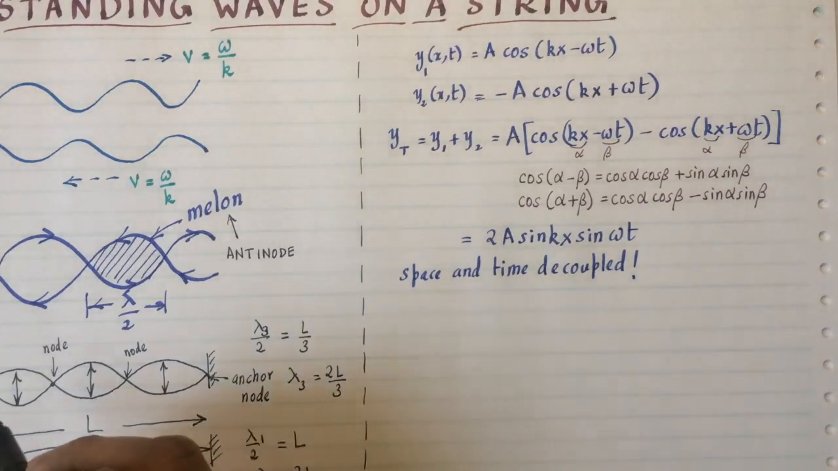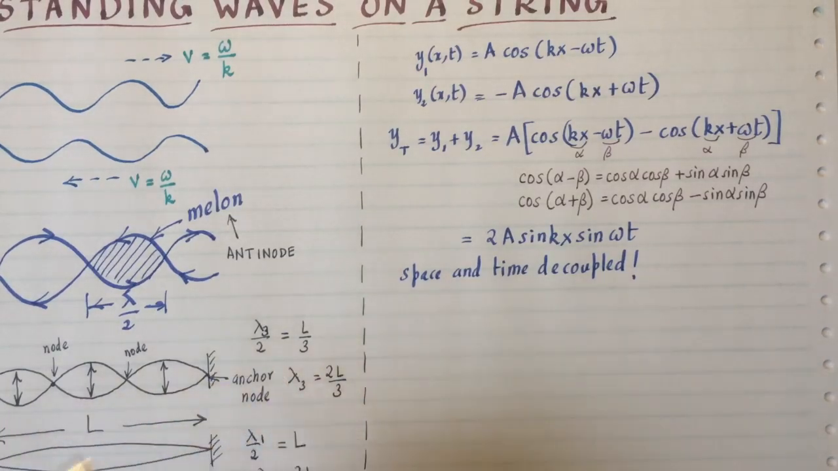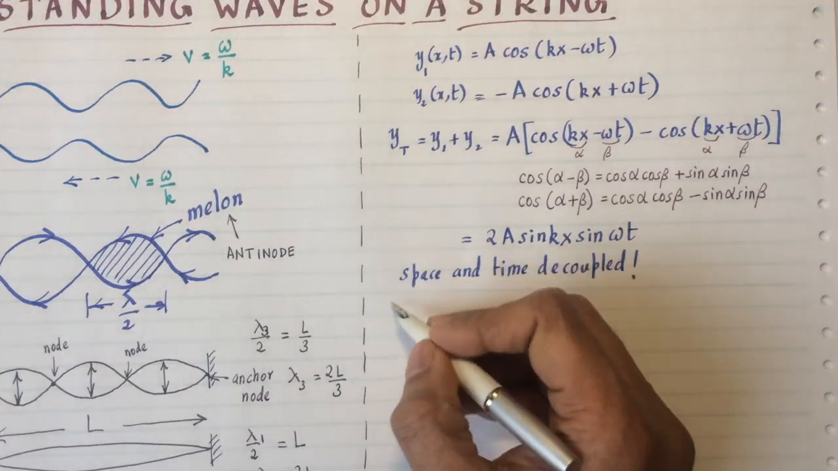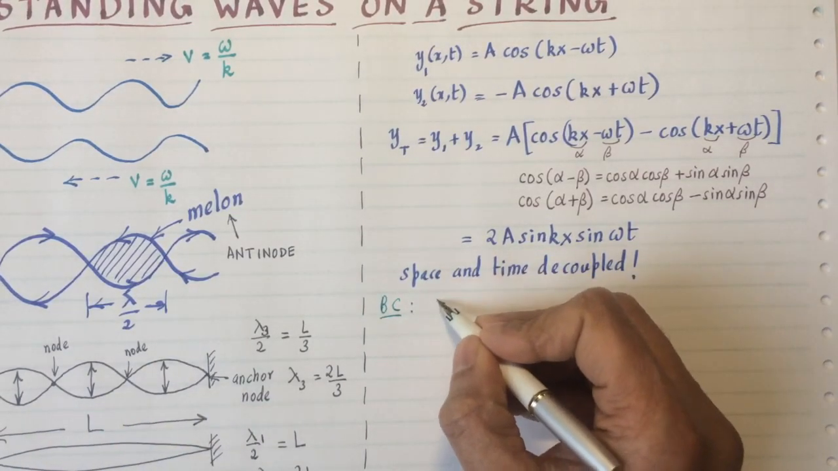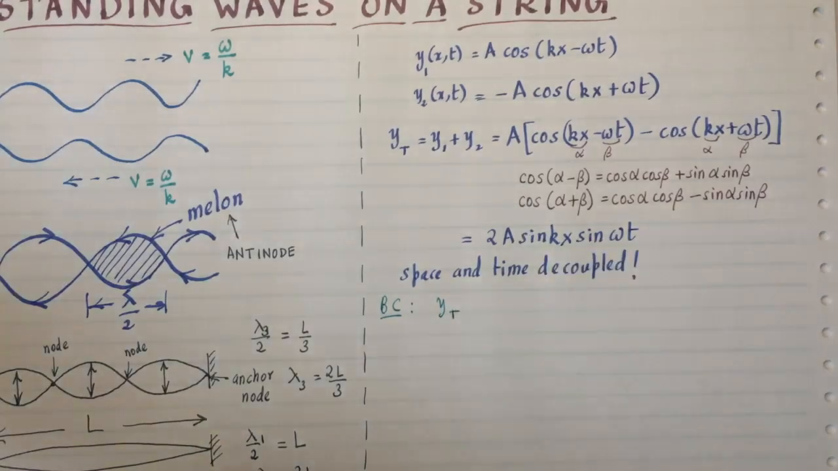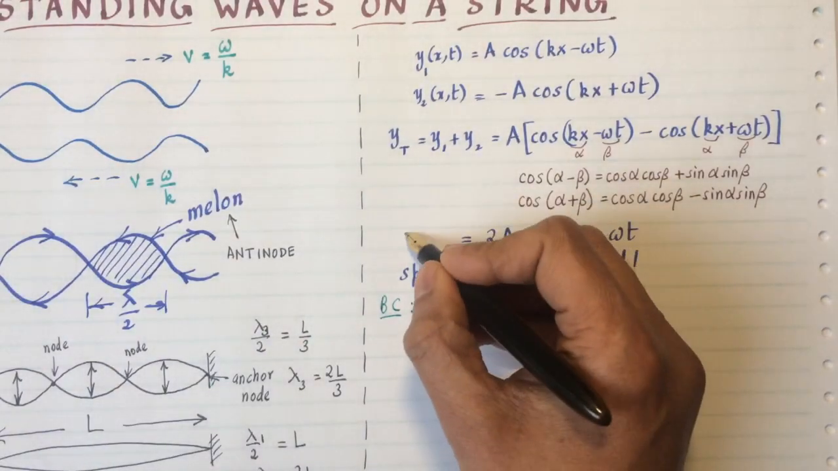Now, how do we talk about the anchor nodes? The anchor nodes are enforced by what is called a boundary condition. So we have to apply two boundary conditions. The first boundary condition is that the left end is fixed, and so I'll write that as y total. This would be y total as a function of x and t here.